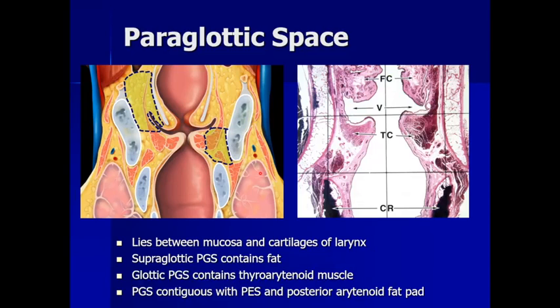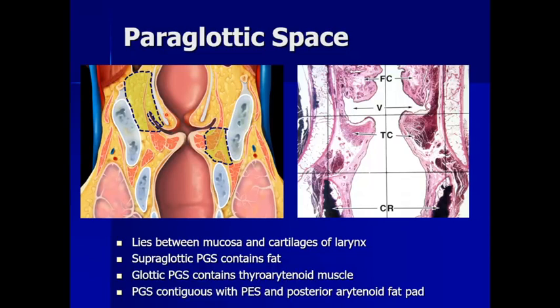Then you have the paired paraglottic spaces, and basically this is the space deep to the quadrangular membrane, so it's submucosal, deep to the mucosa of the membrane, and goes to the thyroid cartilage. In the supraglottic larynx, it's primarily made up of fat. In the glottic larynx, it's made up of the lateral half of the thyroarytenoid muscle and a little bit of fat.